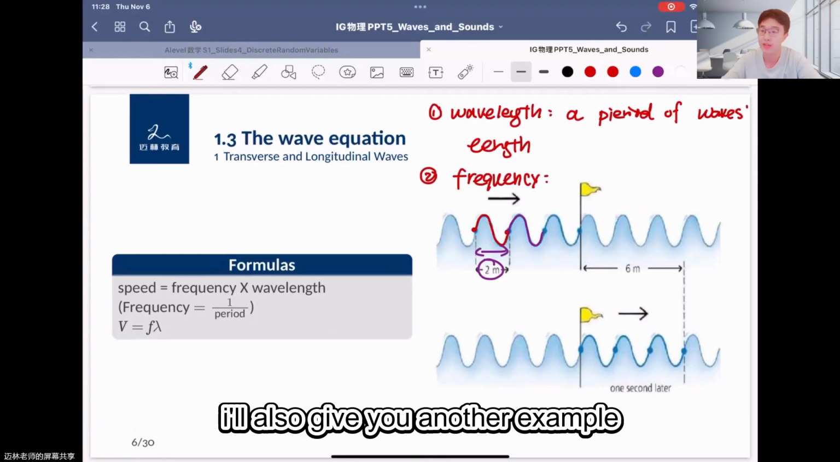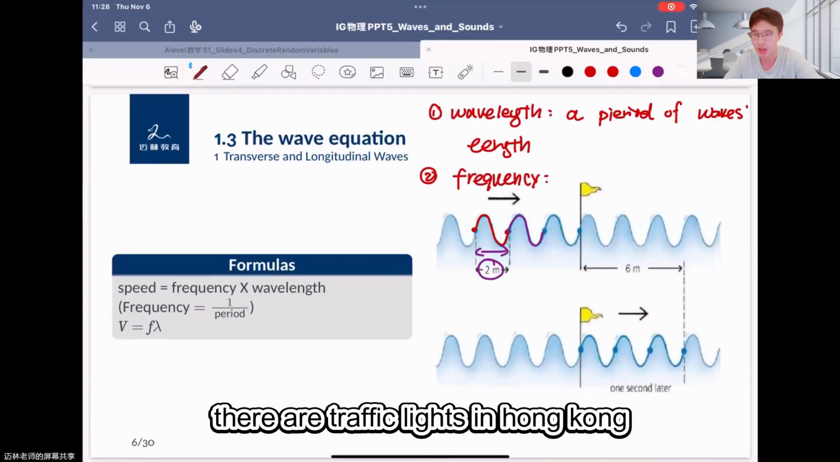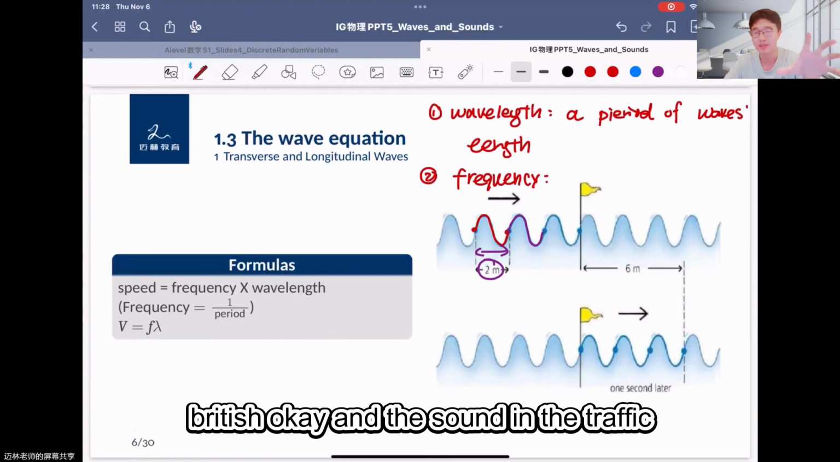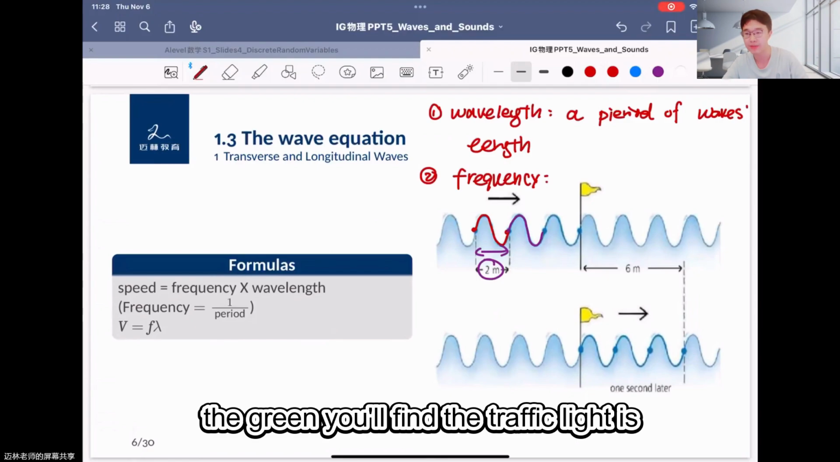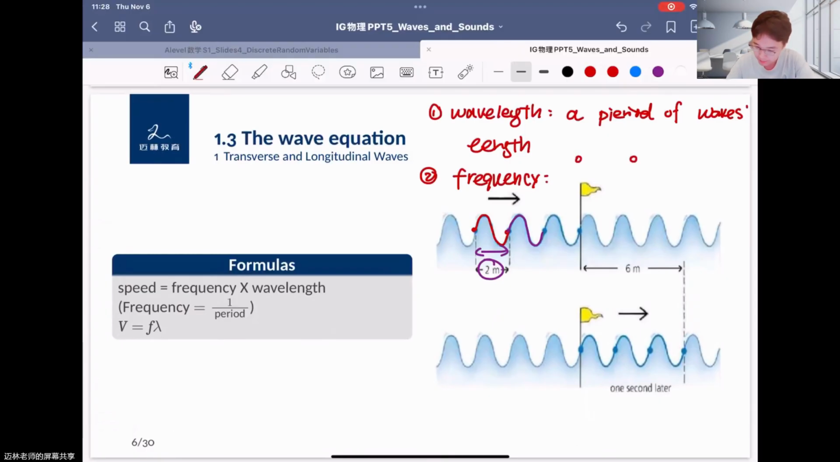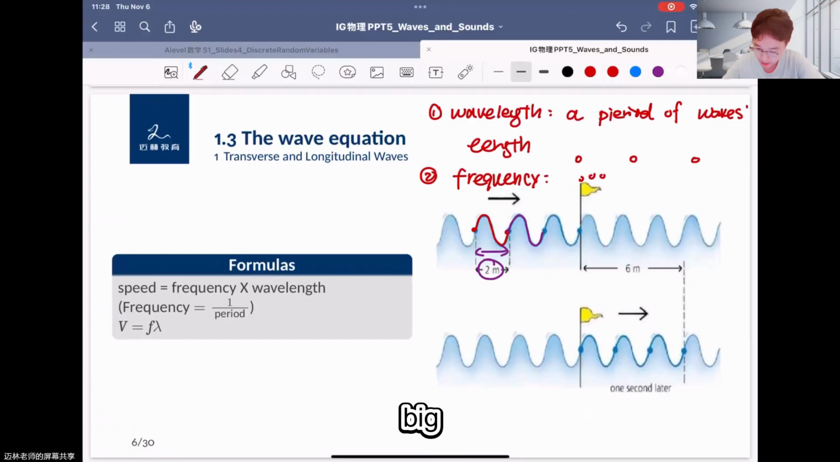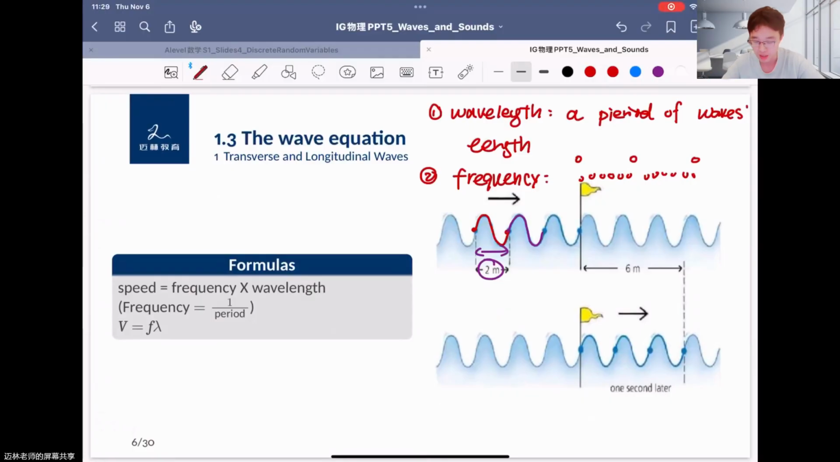I'll also give you another example. When you go to Hong Kong, you can find traffic lights everywhere, and they're just like British ones, okay? And the sound in the traffic light, when the light is turning from red to green, you can find the traffic light is not in a hurry. So maybe you'll find beep, beep, beep, like this way. And if the traffic light is about to turn red, it will go beep beep beep beep beep, very hurried, to rush you to go through the road, okay?